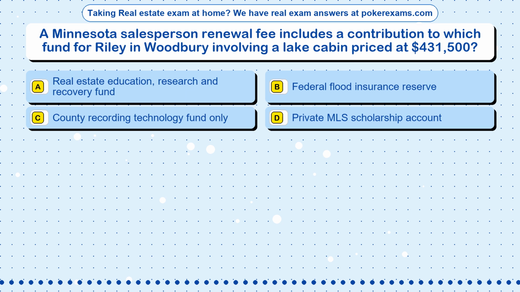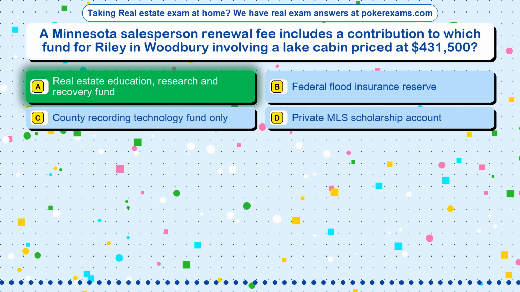Question 49. A Minnesota salesperson renewal fee includes a contribution to which fund for Riley in Woodbury involving a lake cabin priced at $431,500? Option A, Real Estate Education, Research and Recovery Fund. Option B, Federal Flood Insurance Reserve. Option C, County Recording Technology Fund only. Option D, Private MLS Scholarship Account.